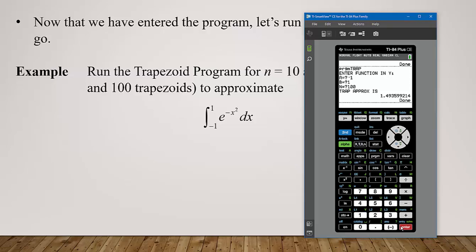1.493599214. And if you're wondering, how do we know if these numbers are actually correct? Well, on the handout, you will see on the last page, table 7.5.1, it has the trapezoidal approximation for this definite integral for n equals 10, 50, and 100 trapezoids. And I see I'm getting the numbers that are shown in this table. So my program is working just fine.